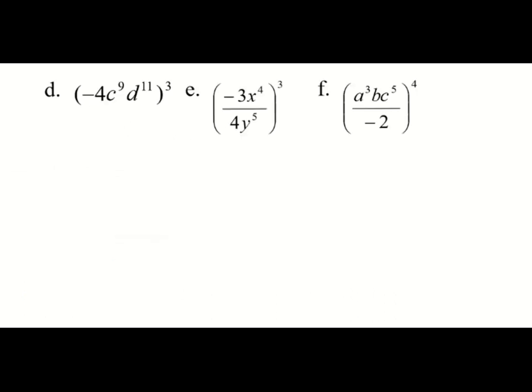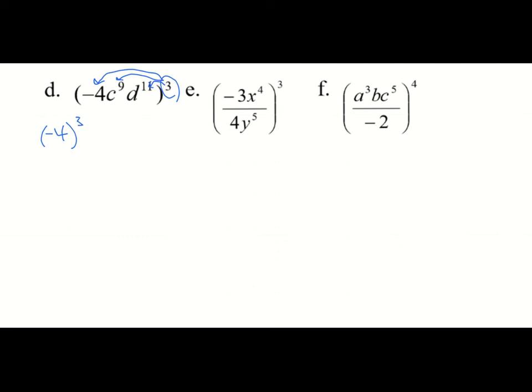Okay, so now we're going to do one more with the power of a product rule, and then we'll do the power of a quotient rule with set division. So for the first one, again, we have a 3 on the outside. We're going to distribute it to each factor on the inside. So we're going to have -4, and we do want to put that in parentheses to the third power.